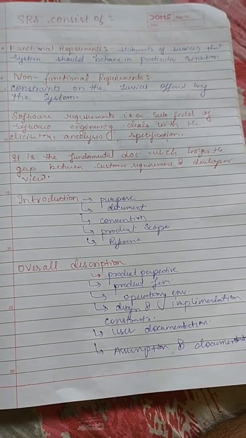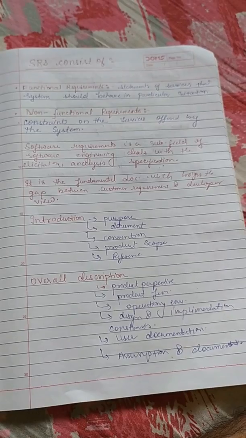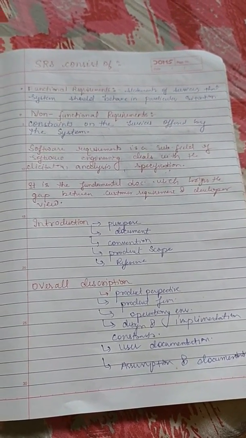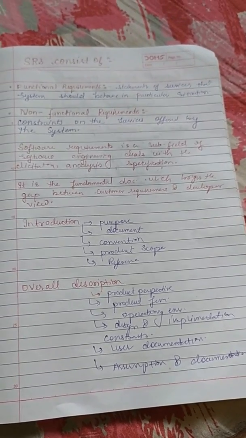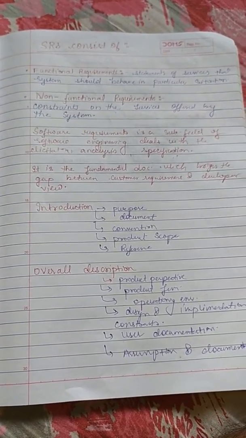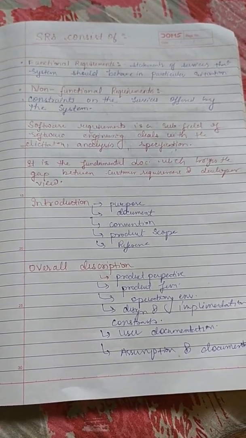It is the fundamental document which bridges the gap between the customer requirement and the developer. What the customer wants is properly mentioned in a very unambiguous manner in the SRS document, so that the developer can easily estimate what the customer needs.